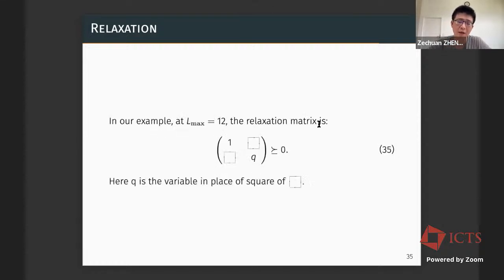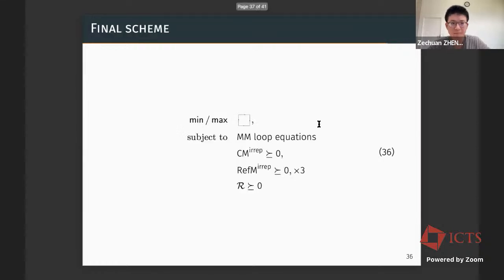For example, for our Yang-Mills bootstrap at Lmax equals 12, our relaxation matrix is this 2 times 2 matrix. Here, Q is a variable in the place of the square of the 1 plaquette average. Okay, then we finish. This is our final scheme. We minimize or maximize the 1 plaquette average to get the rigorous upper bound and lower bound. This is subject to the condition of the Makeenko-Migdal loop equation, and also the correlation matrix factorized with irreducible representations of the global symmetry, and also 3 kinds of reflection positivity matrices also factorized with respect to the irreducible representations, and finally the relaxation matrix. This concludes our construction of the scheme.